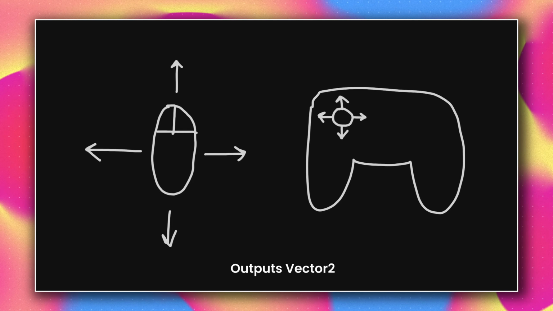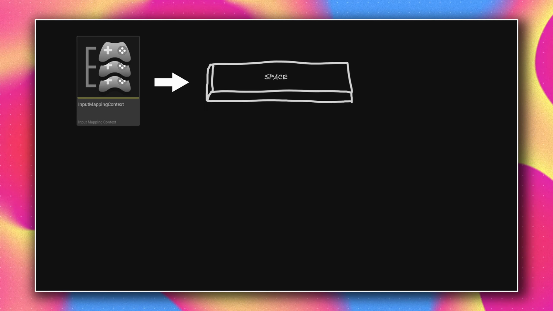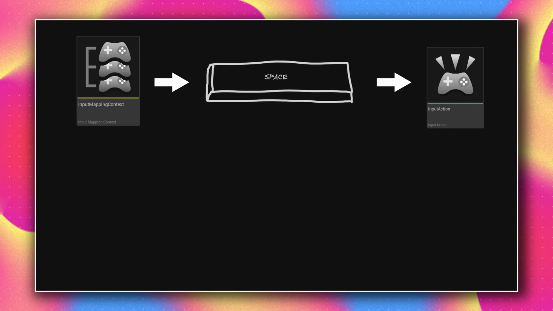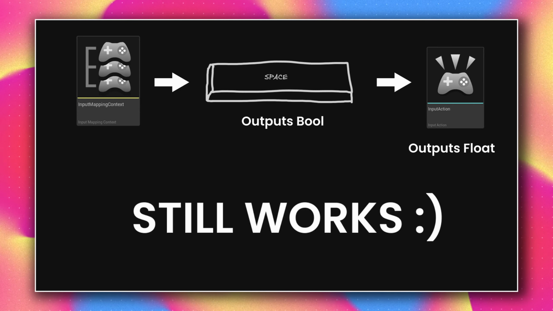Enhanced Input is designed to handle all of these different kinds of inputs through the same system. Input actions also have different value types, and you can choose what kind of value they output when they're triggered. Remember, mapping context decides which physical inputs trigger an input action, but the peripheral's output doesn't have to match the value type that the input action outputs. And we're going to be doing that later.